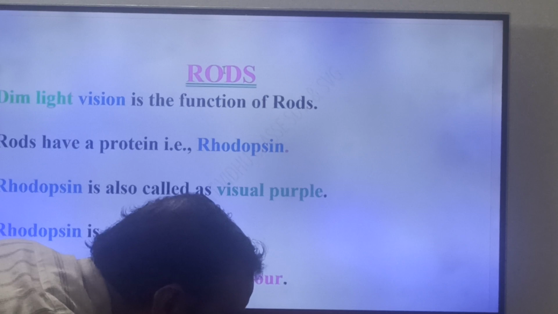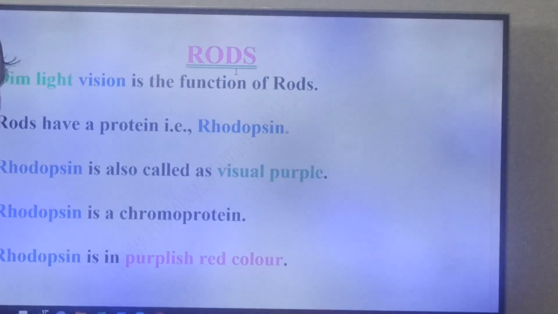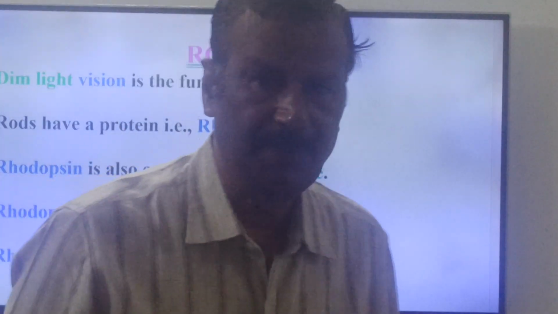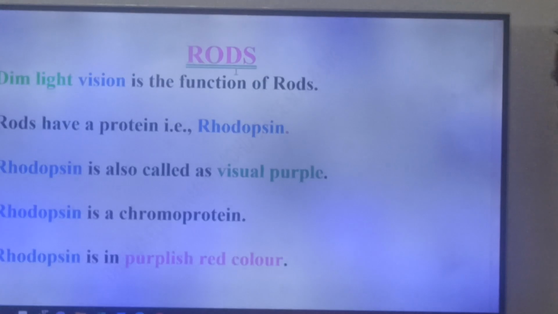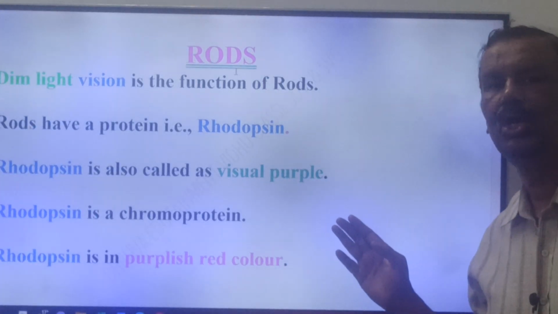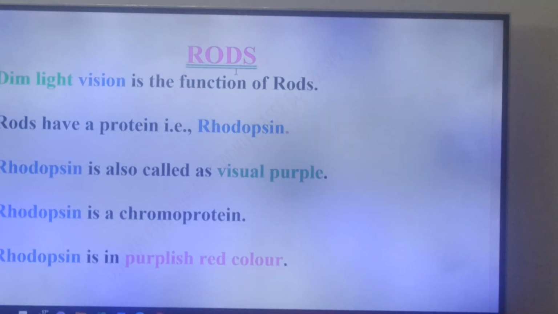What is that protein, friends? Rhodopsin. Name the light sensitive protein present in the rods. That is rhodopsin, friends. Remember it. Rhodopsin is also called visual purple, friends. Say loudly, friends. Rhodopsin is also called visual purple. It is a chromoprotein, friends. It is purplish red in color.